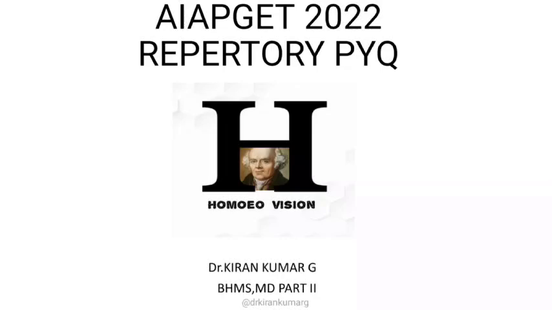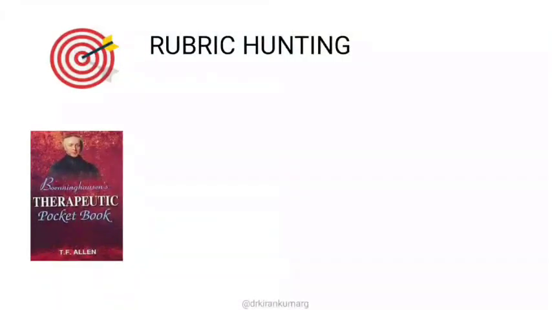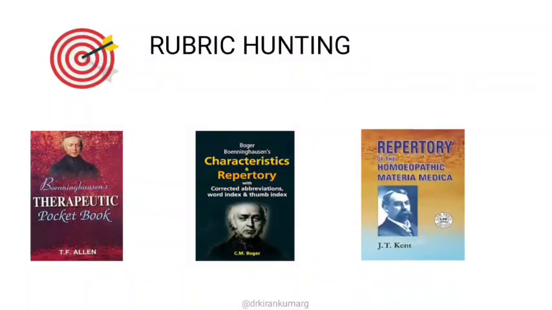So one common area is rubric hunting. Rubric hunting is the most commonly expected question in the AIPGTs. It will be helpful for your clinical practice as well, because once the patient tells the symptom, you should be in a state to convert it into the right and exact rubric. Though we have many repertories, the usual trend of asking questions is from the basic repertories, that is BBCR, BTPB, as well as the Kent repertory.